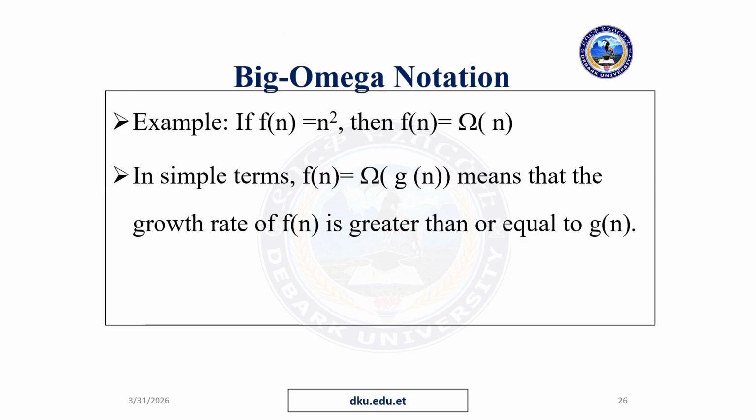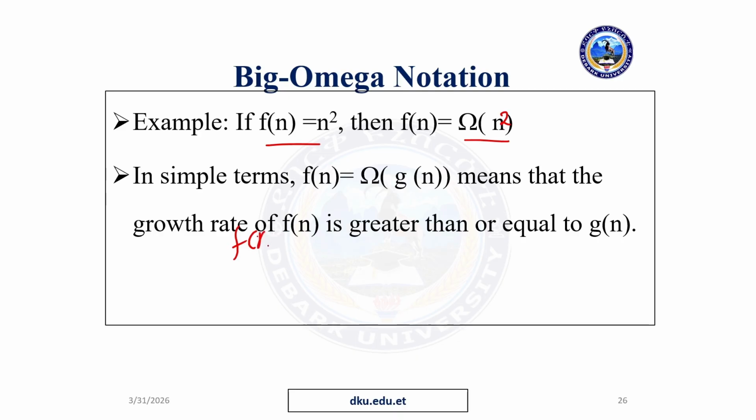For example, if f of n is n squared, then f of n is big omega of n squared. In simple terms, f of n equal to big omega of g of n means that the growth rate of f of n is greater than or equal to g of n. So how do we prove that n squared is big omega of n squared? Simply, just like in the previous example with big O notation.